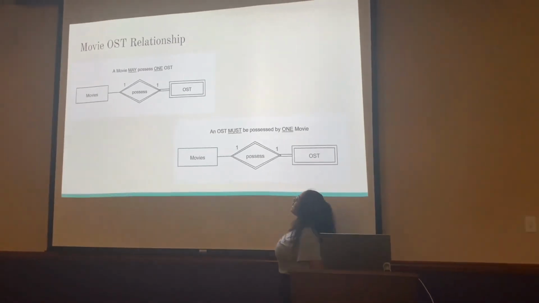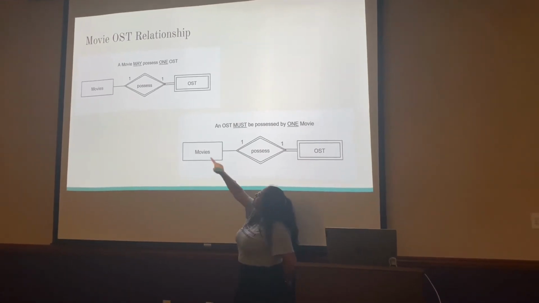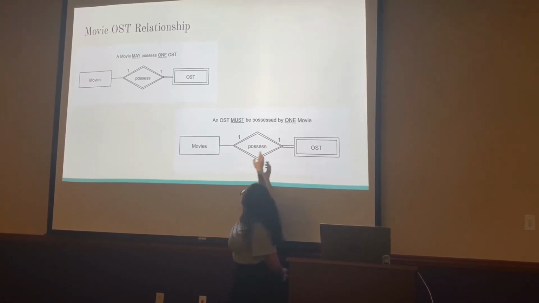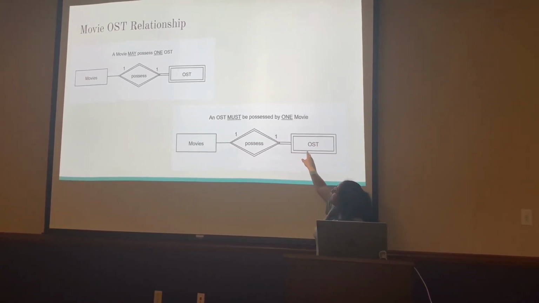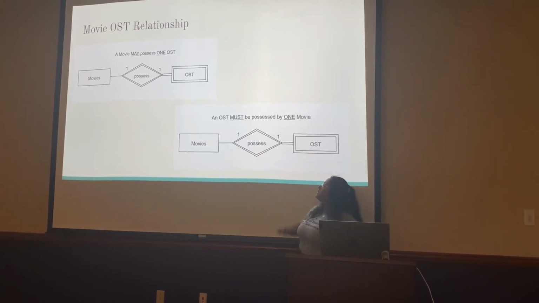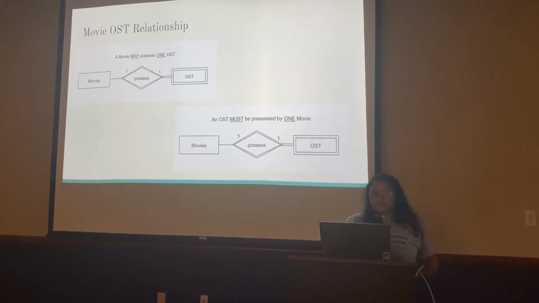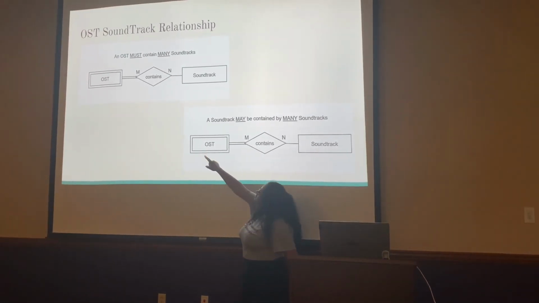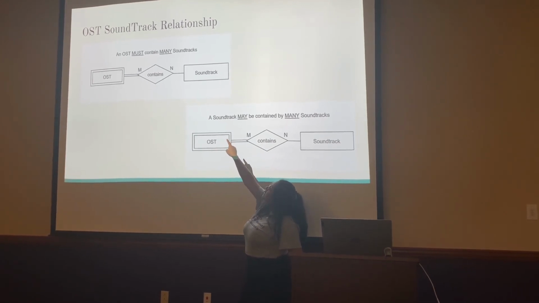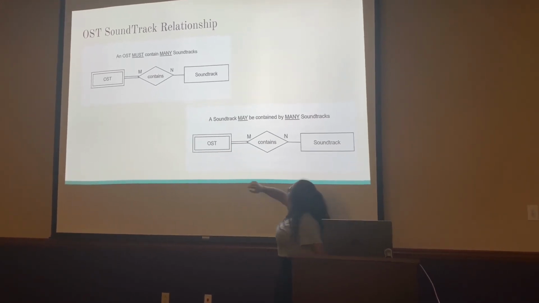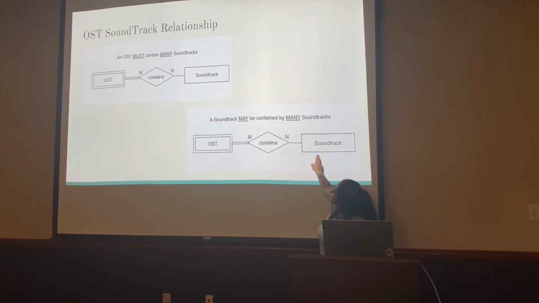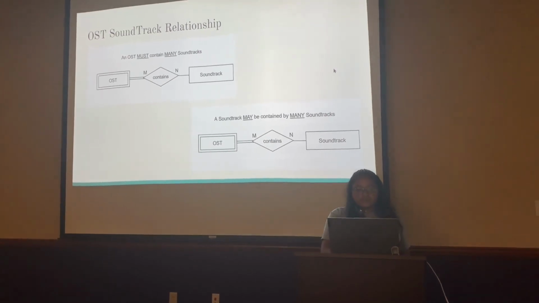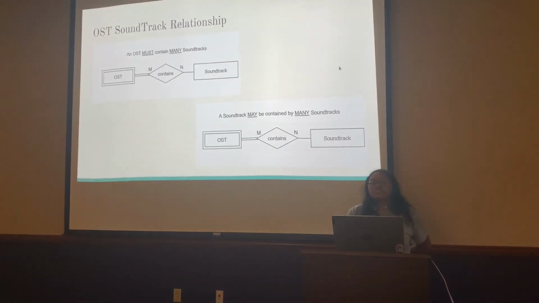So right here, we have a weak entity from movies to the OST. We have the movies may possess one OST, and then going the other way, an OST must be possessed by one movie. Here we also have the weak entity OST, and it must contain many soundtracks. And then going the other way around, a soundtrack may be contained by many OSTs. And that is the end of our relationship diagrams.